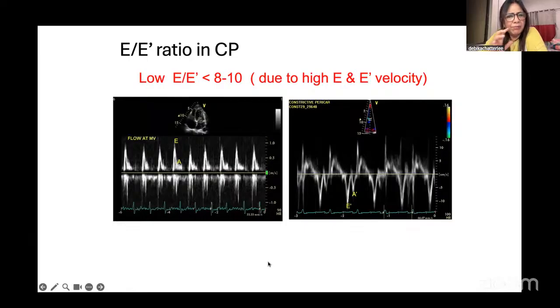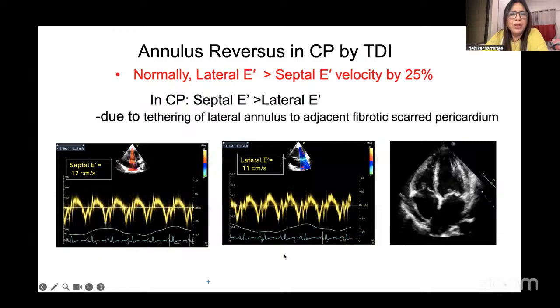This is very, very important to know because this is one of the findings by which we will differentiate between constrictive pericarditis and restrictive cardiomyopathy. So E wave is high, E prime also is high, E by E prime is low.